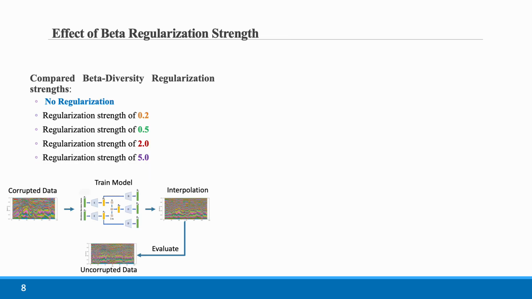The first thing we evaluated was the effect of the strength of the beta diversity regularization on the interpolations. To do this, we used tenfold cross-validation and trained DiRLaM using the corrupted data. We then take the interpolations of the held-out set and compare the interpolations across the entire time period with the original uncorrupted data using the Kullback-Leibler divergence. We compared using no regularization, as well as values of 0.2, 0.5, 2, and 5.